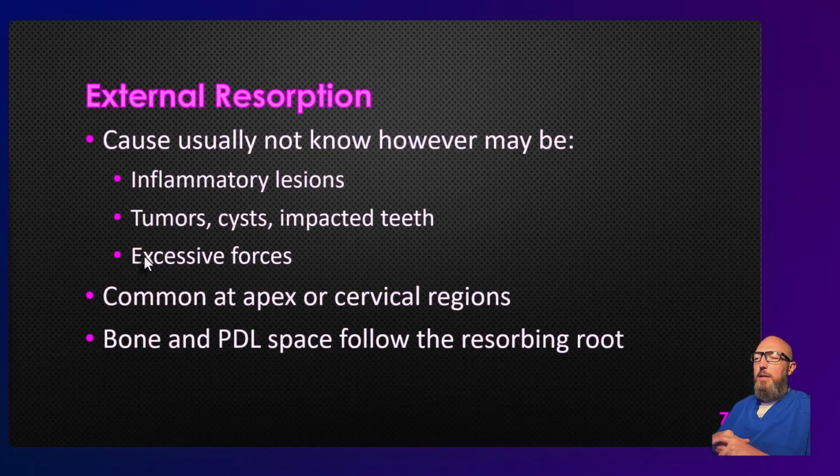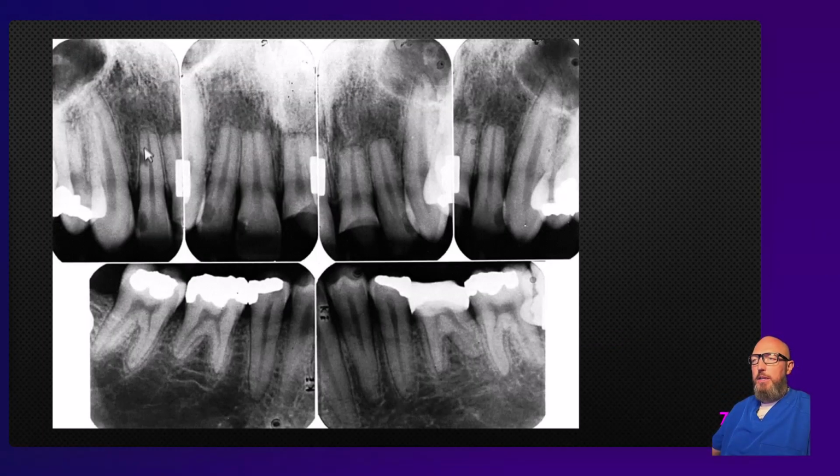Most common place is going to be the apex, and then the next most common, sometimes we see it at the cervical region of teeth. And the bone and the PDL space kind of grow in. So the bone grows in and that PDL space stays intact and normal, so it follows the resorbing root. So examples here, just our typical apical resorption. Usually the roots don't quite blunt as they do here. The root is usually going to become more conical at the apex rather than flat and blunted.